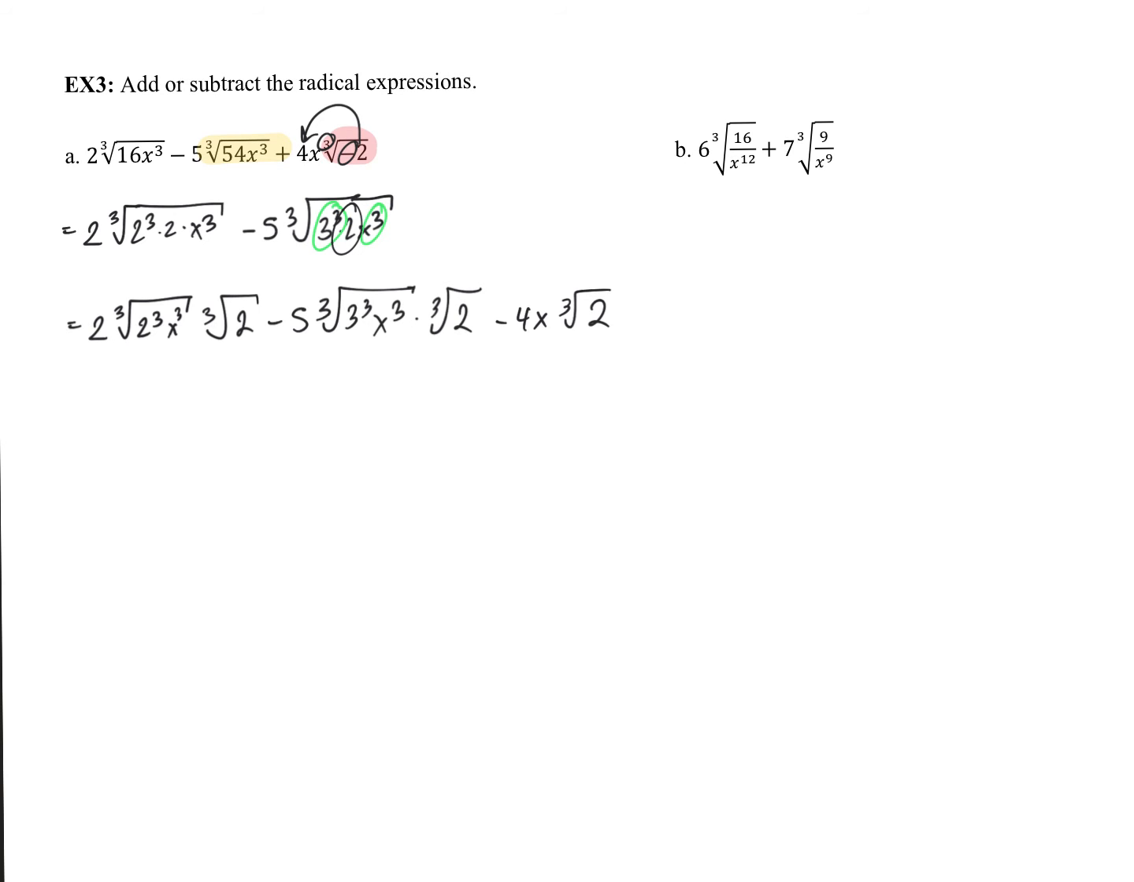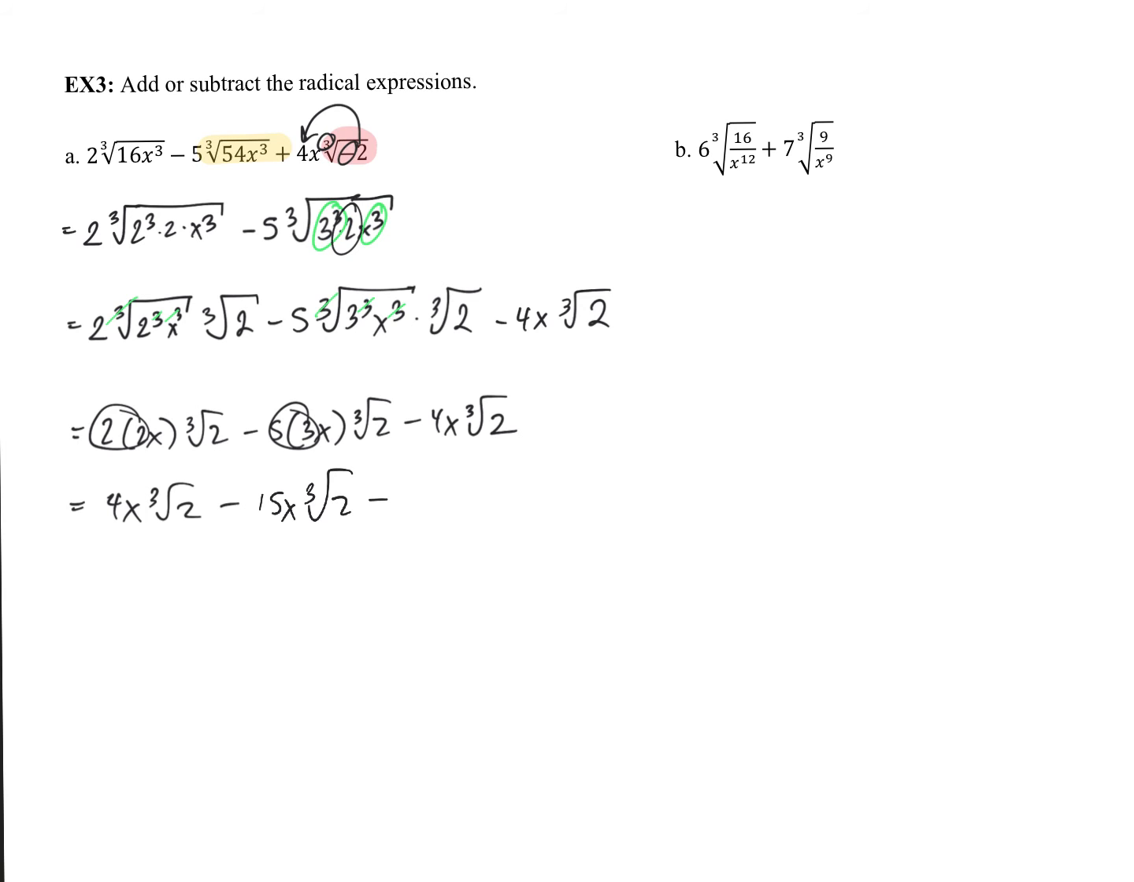Alright, let's go ahead and simplify. So the cube cancels with all of those, and I'm left with 2 times 2x cube root of 2 minus 5 times 3x minus 4x cube root of 2. Simplifying, I have the 2 times the 2, so that's 4x cube root of 2 minus, and the 5 times the 3, 15x cube root of 2 minus 4x cube root of 2.